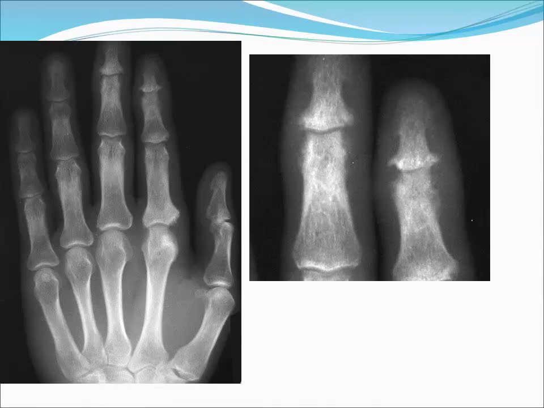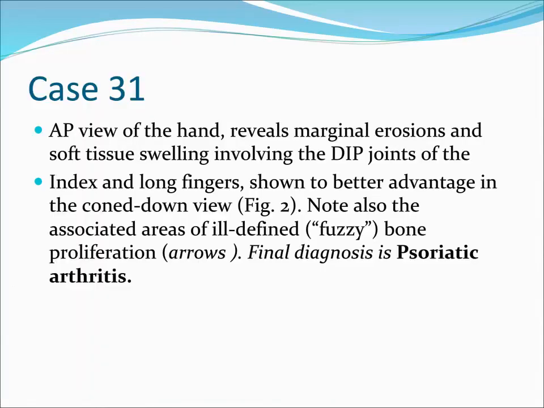While the appearance may resemble rheumatoid arthritis, helpful differentiating features seen with psoriasis include asymmetric involvement of the distal, PIP and DIP joints, ray-like distribution of bone changes and soft tissue swelling, sausage digit, and especially the presence of ill-defined bone proliferation at the sites of involvement, as illustrated in this case.